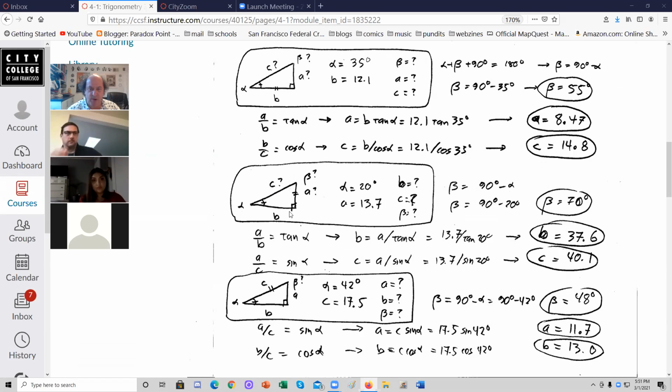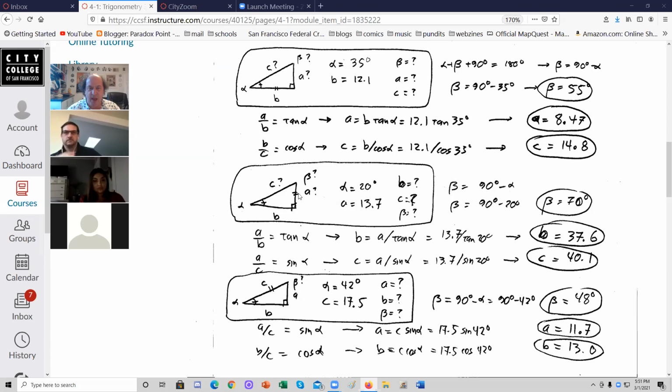Here we're given a right angle triangle. We're given angle alpha. We're given side A. This is known and this is unknown. So what's B? And what's C? And what's beta? Well, as before, beta is the complement of alpha. 90 minus 20 makes 70 degrees.